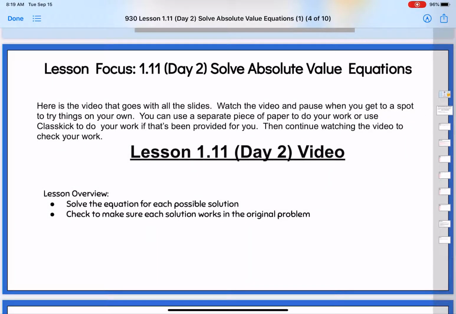Okay, Unit 1, Lesson 11, Day 2. So we're doing a little bit more on absolute value equations today. Yesterday, you found out the basics of how to solve equations that have absolute value in them. Today, we're going to take that same concept and make sure you can solve more complex equations using the same process and the same idea. We're going to find the possible solutions, check to make sure our solution works, and also watch out for those no solution problems as well.